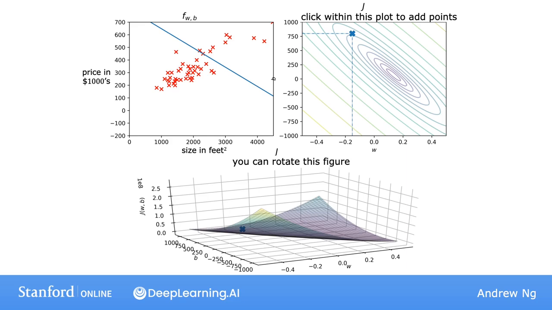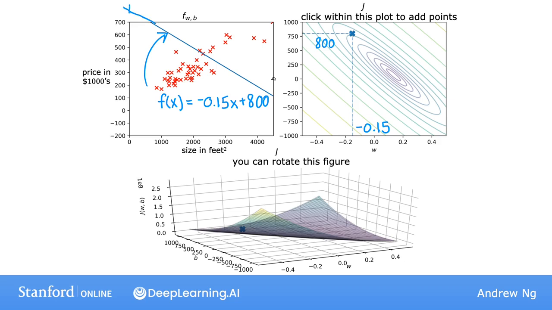Let's look at some more visualizations of w and b. Here's one example. Over here, you have a particular point on the graph of J. For this point, w equals about negative 0.15 and b equals about 800. So this point corresponds to one pair of values for w and b that yields a particular cost J. And in fact, this particular pair of values for w and b corresponds to this function, f of x, which is this line that you can see on the left.